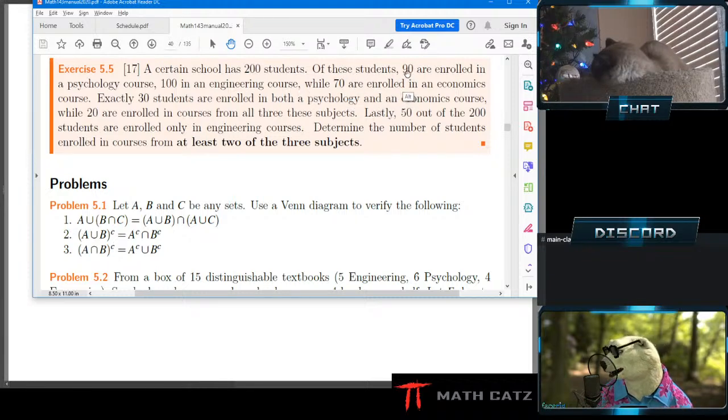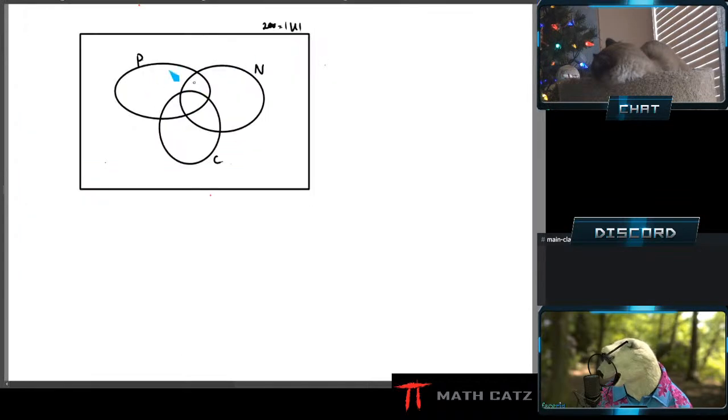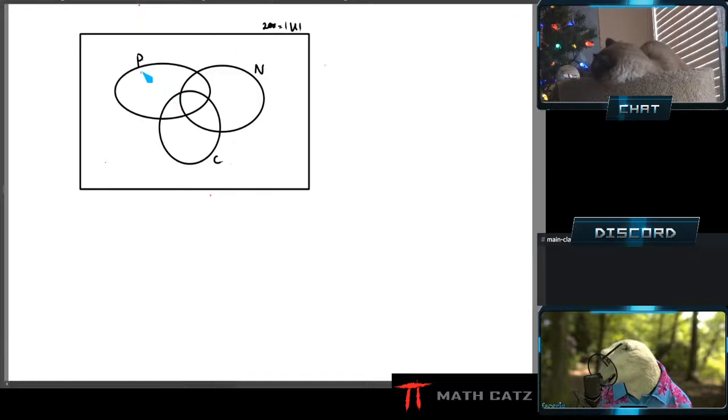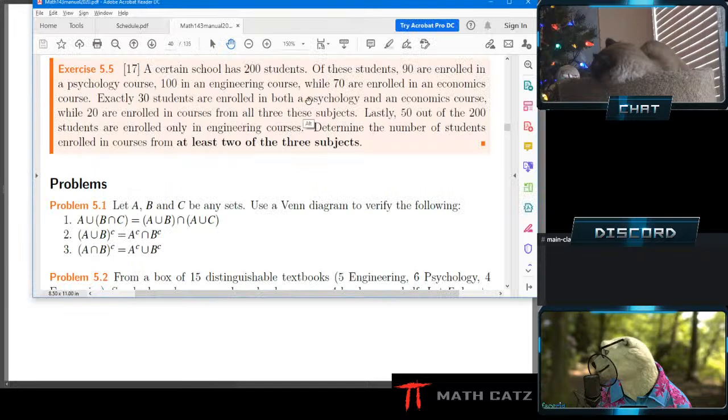90 are enrolled in psychology. I know I can't put that in. I have 4 regions right now for psychology, all open, all waiting for numbers. It's okay. 100 in engineering, same problem. 70 in economics, same problem. 30 students are enrolled in both the psychology and economics course. Psychology, economics. Still 2. I'm getting closer. It's not working. Not ready to be put in.